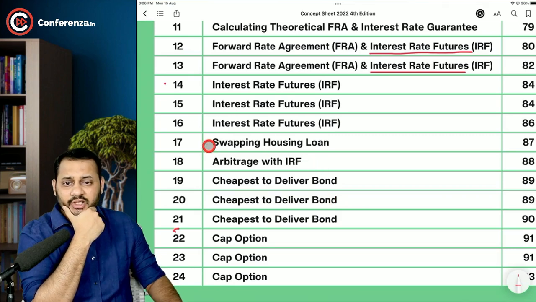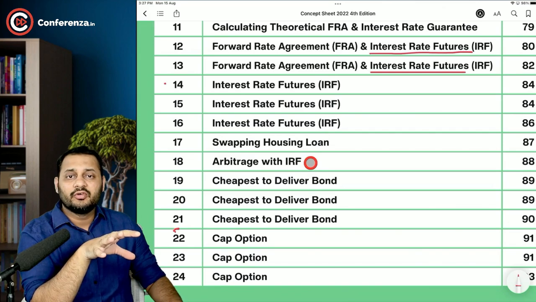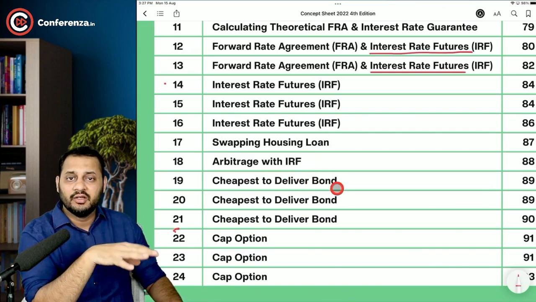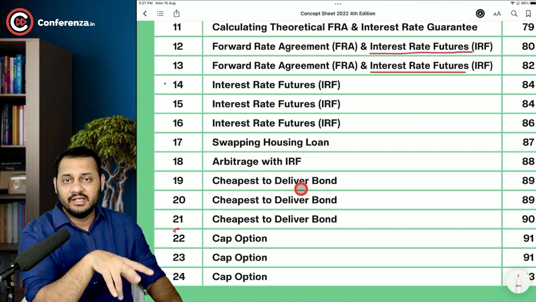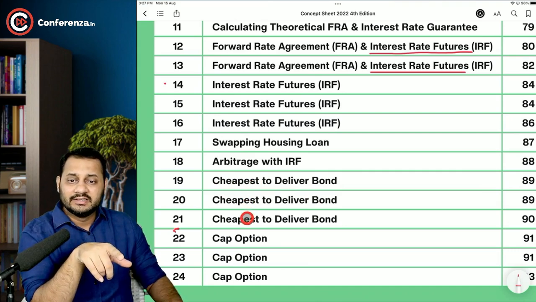Then some other question like swapping housing loan. This is the last concept that we are going to discuss. Then arbitrage with IRF. IRF means interest rate futures. And in the interest rate futures itself, we are going to learn a couple of concepts like cheapest to deliver bond, CTD bond. This is called a CTD bond. So what is exactly a CTD bond?